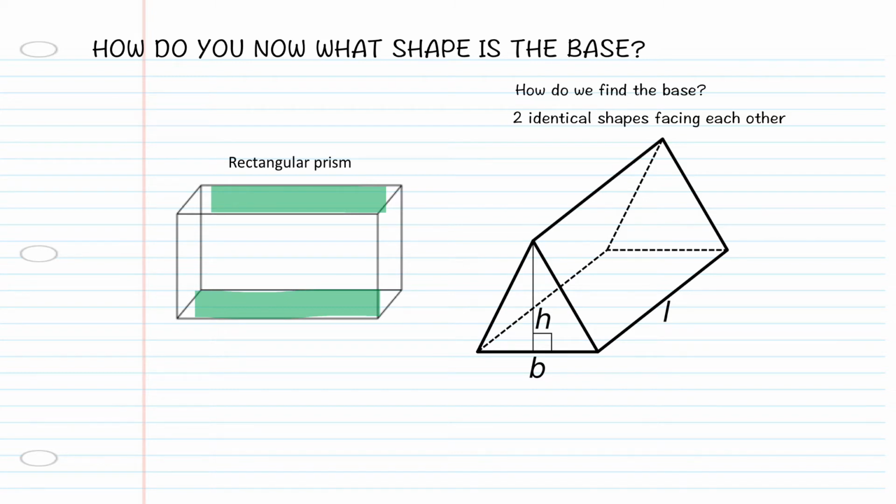Try to take a look at the second one. What do you think its name is? Okay, so let's highlight these two bases. Since the bases are triangular in shape, we can say that this prism is what we call a triangular prism. Therefore, we can say that the name of a prism comes from the name of its base.